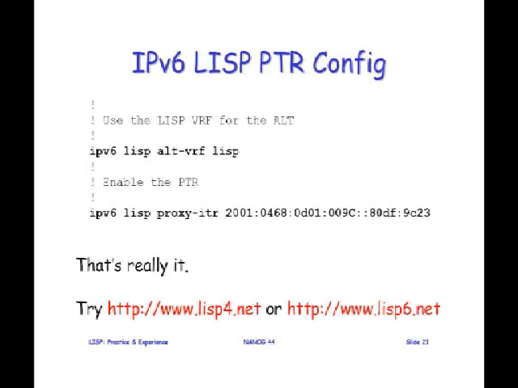So how did I do this? Well, we worked a lot to get this to work, but now it's all boiled down to this. Here's the compiled version. You tell it to use the LISP VRF, and then you tell it it's a proxy ITR. So if you get on, trace routing to either of these would be interesting too.